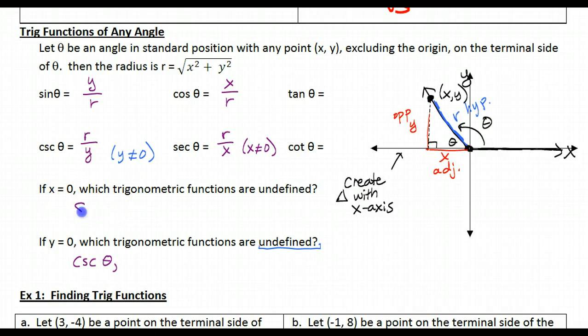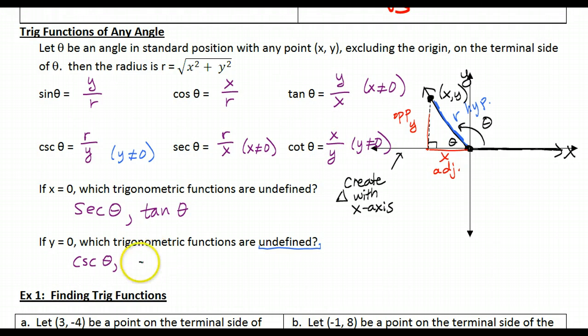So when x is equal to 0, secant of theta is undefined. And then remember, tangent is opposite over adjacent. Again, x cannot be 0. And cotangent is x over y, and I can't have y equal to 0. So cotangent is also undefined when y is 0.